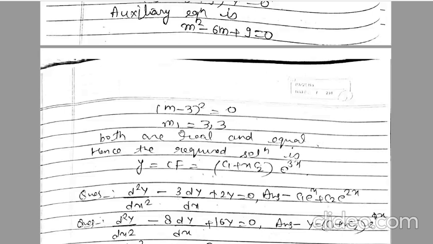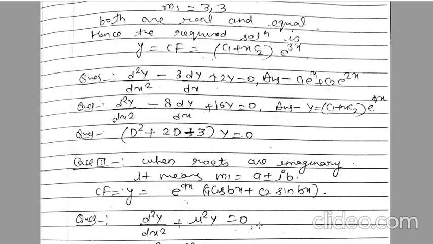So you are getting m is equal to 3 and 3. So these two roots are real and equal. If these two roots are real and equal, then you will apply second rule. So second rule is (c1 plus x c2) e to the power m1x. So m1 means 3x, right? So guys, there are two more questions here. So you will solve three questions here, and you will solve all these questions, and the answer is also here. So just try to solve these questions, right?